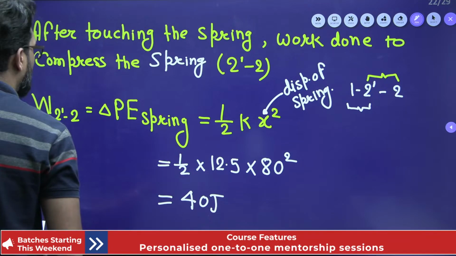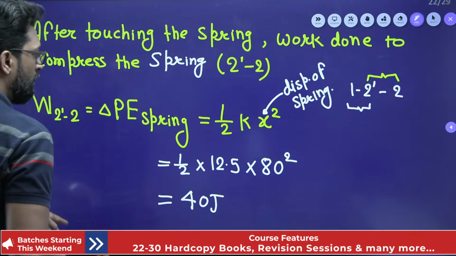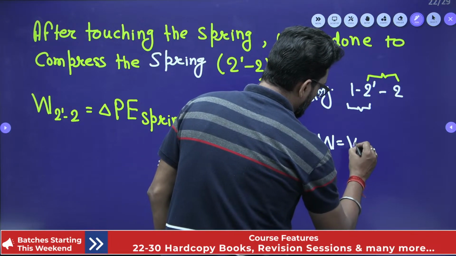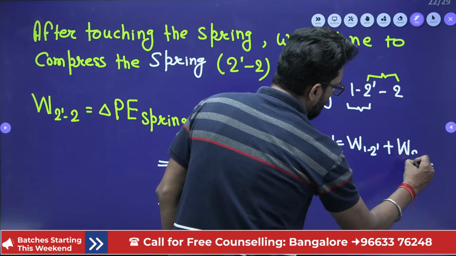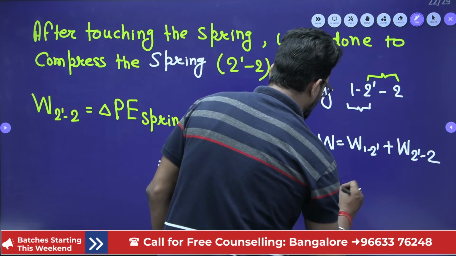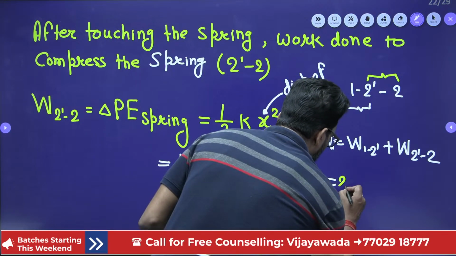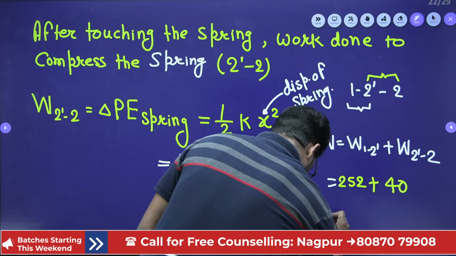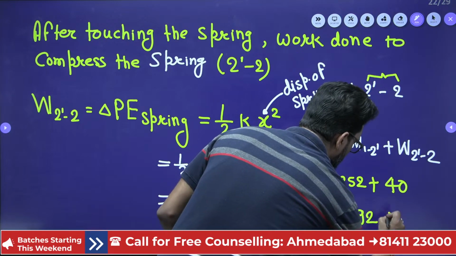So initially there is 252. So total work W is equal to W 1 to 2 dash plus W 2 dash to 2. So this is your 252 plus 40. So this is your 292 joule.